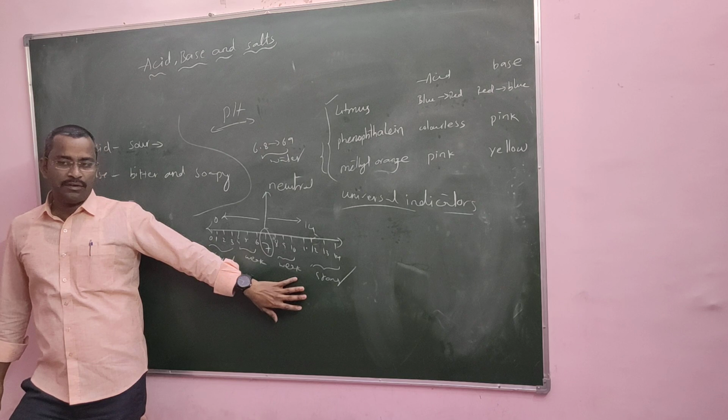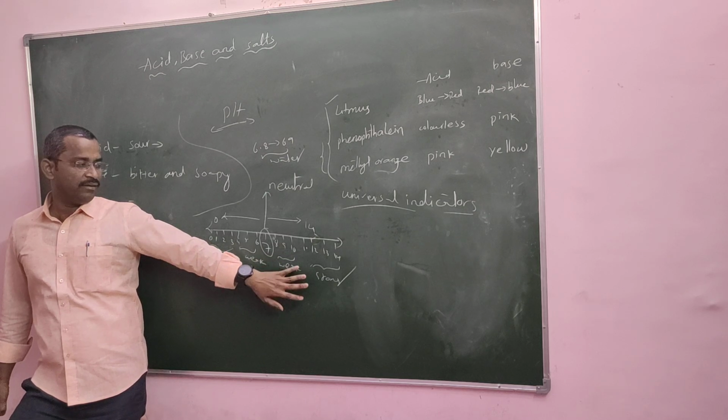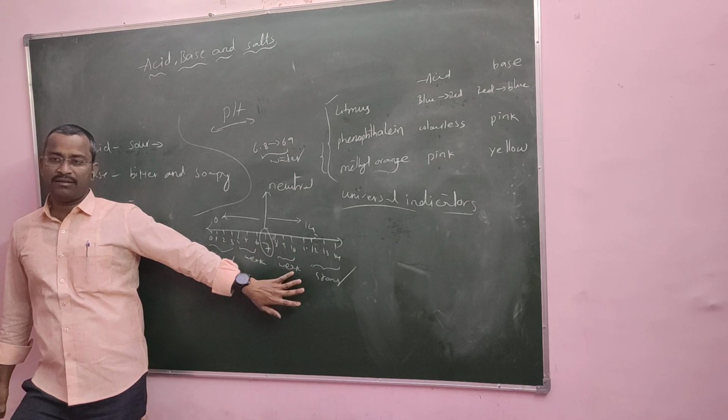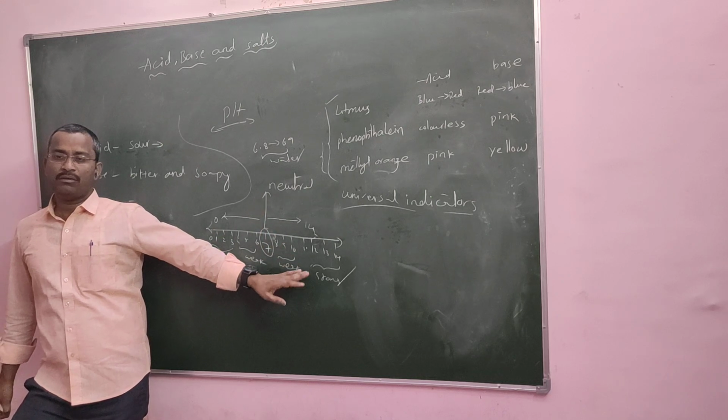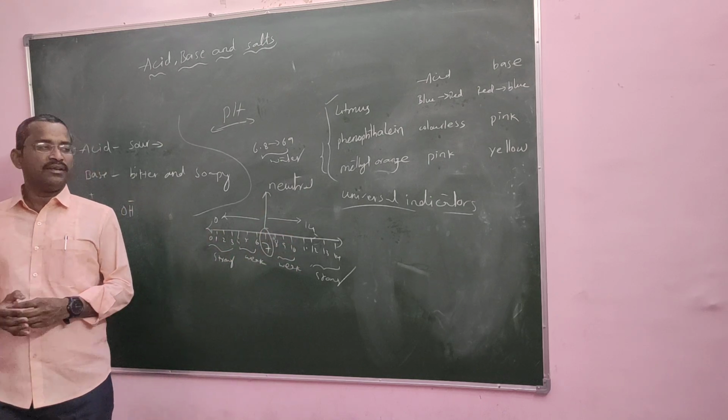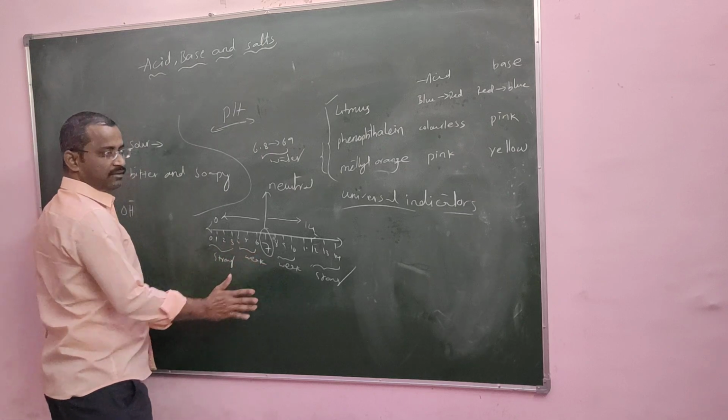So this is the scale which is used to find out whether it is a strong acid or a weak acid, or whether it is a strong base or a weak base. Just by seeing this, we can identify the acid.